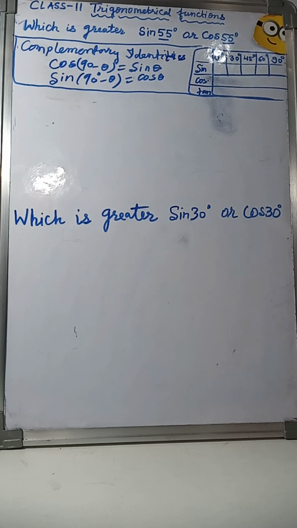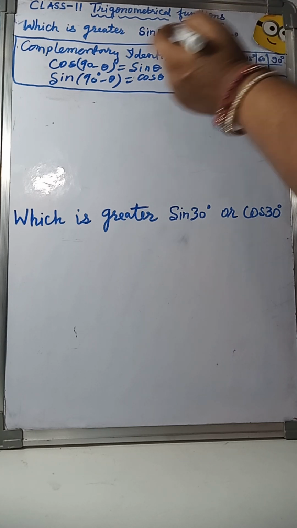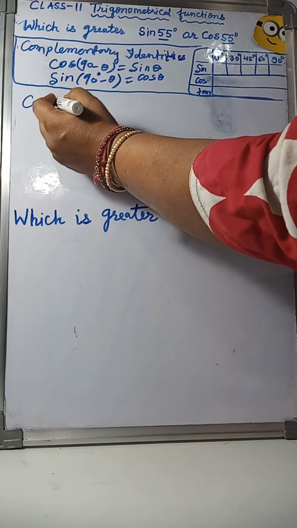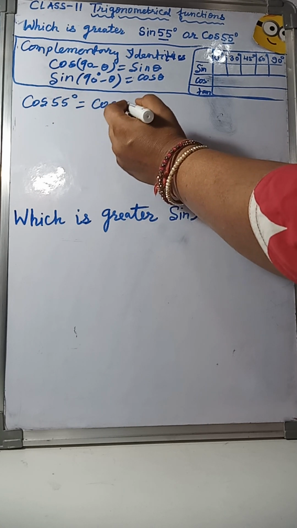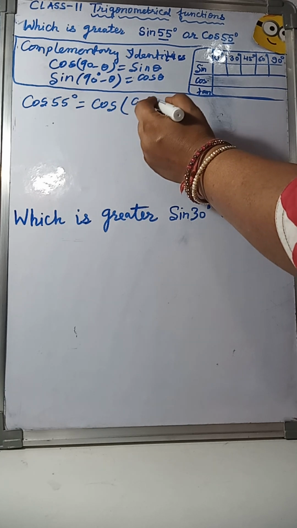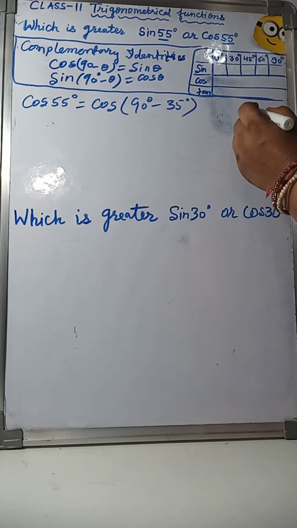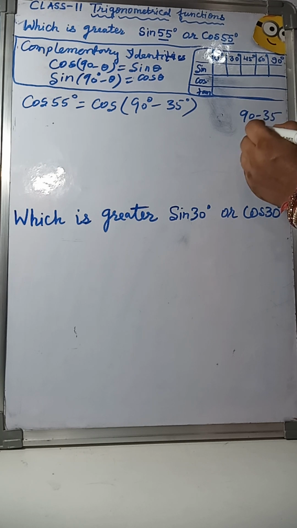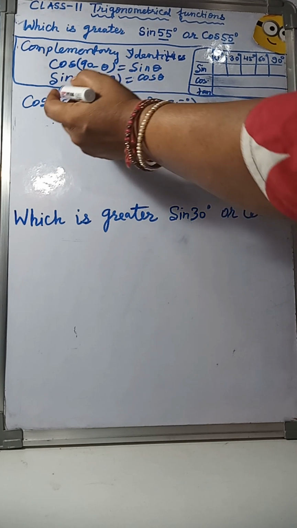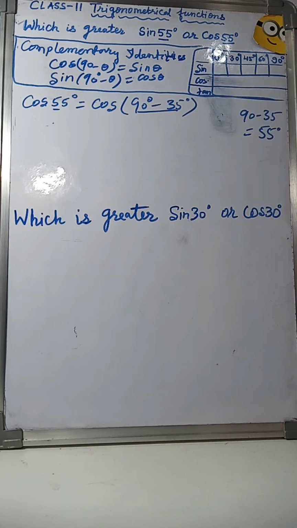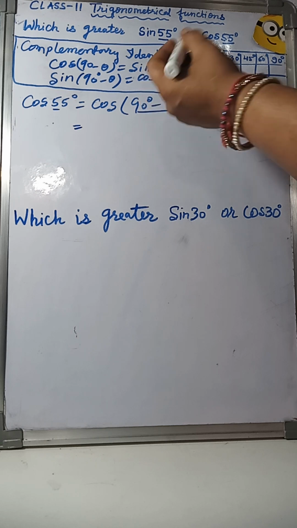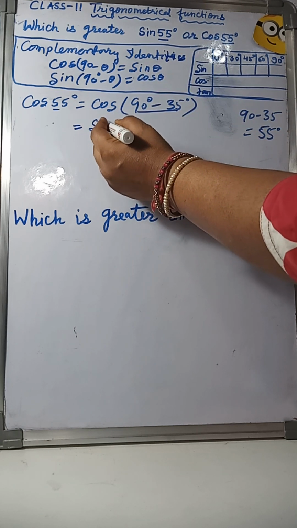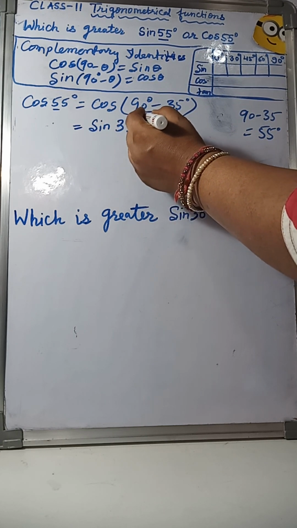Now compare sine 55 or cos 55. We can follow the following steps. First you write cos 55 degree. Cos 55 you can write like that, 90 minus 35, because 90 minus 35 is equal to 55. In place of 55 you can write like that. And by complementary identity, cos 90 minus theta is sine theta. So this will become sine 35.